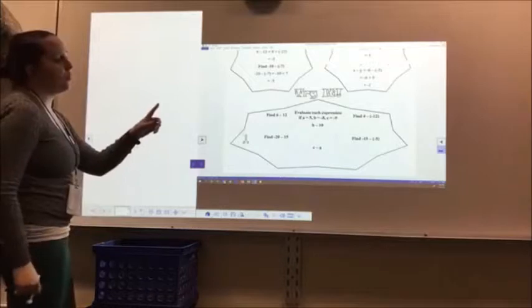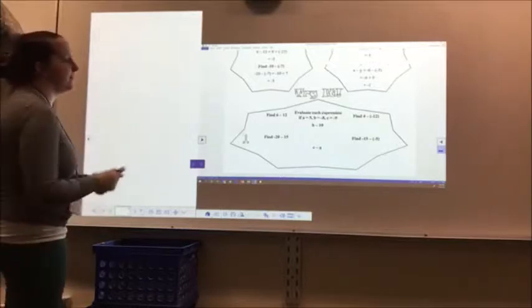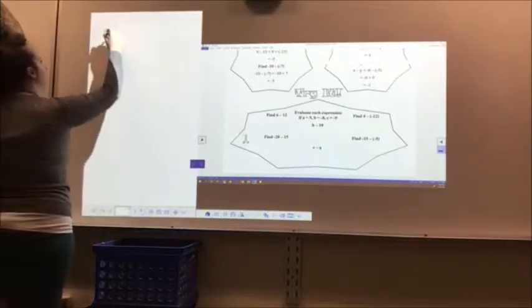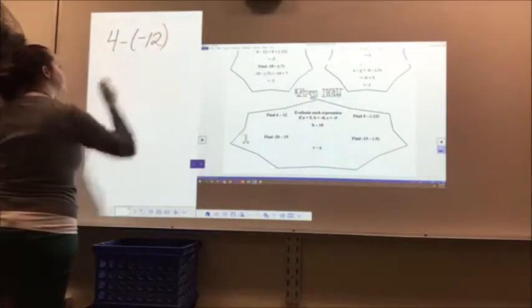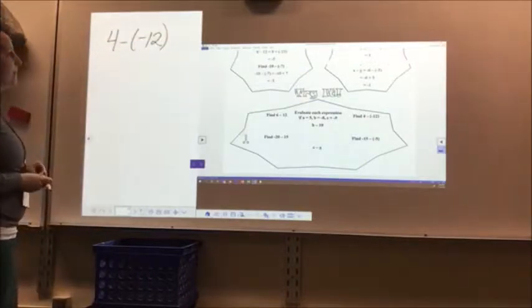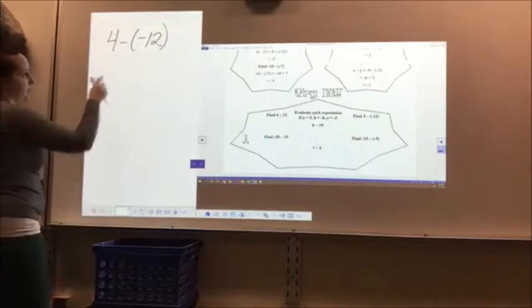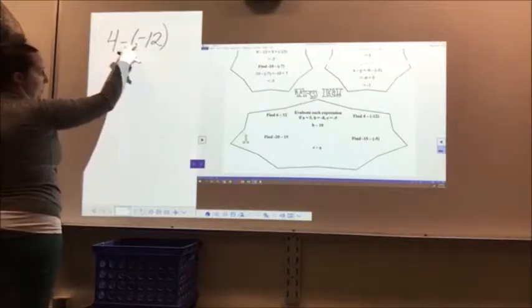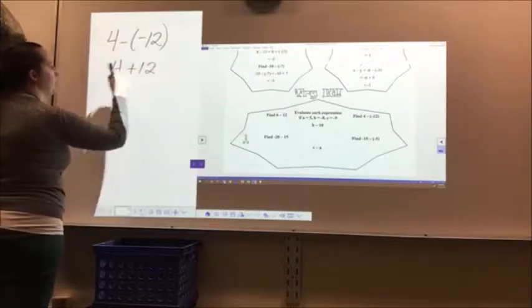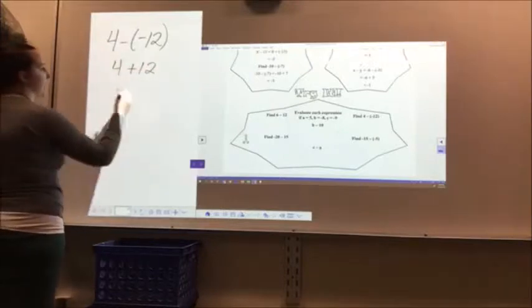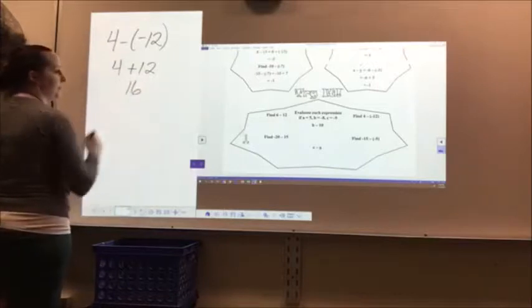Then I have my ones on the far right side. 4 minus negative 12. Minus negative 12, I can rewrite. They're right next to each other, so it's positive. 4 plus 12, well, they're both positive, so I add them together. 4 plus 12 is 16.